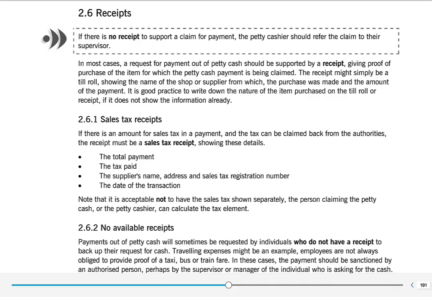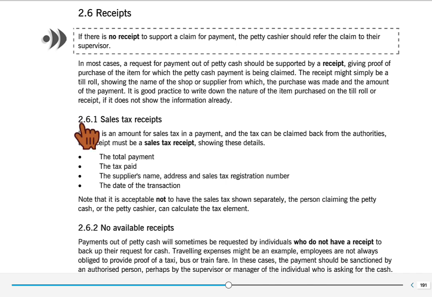The key rule in Lesson 2.6. Here is the golden rule, students. No receipt means no proof, and no proof means the petty cashier should not pay unless a supervisor approves it. In the next lesson, we will go deeper into the details of special types of receipts.